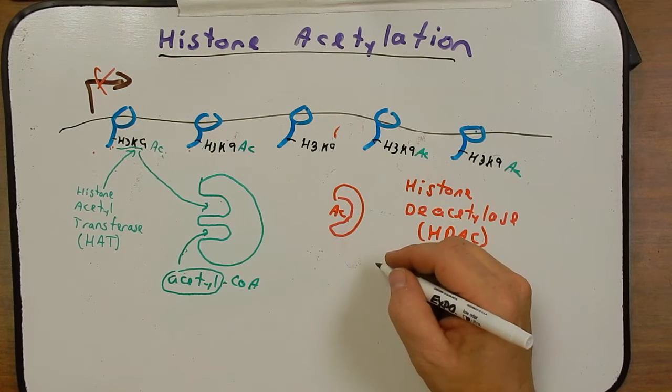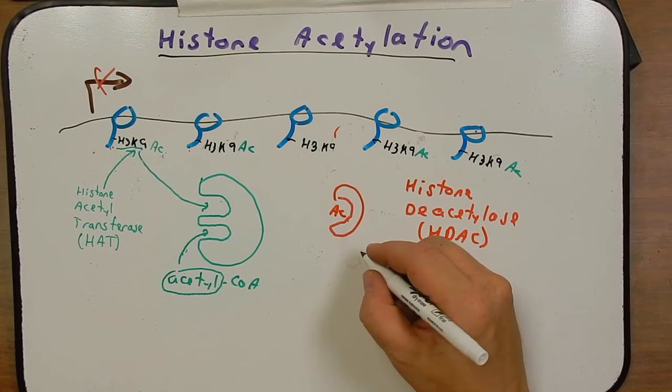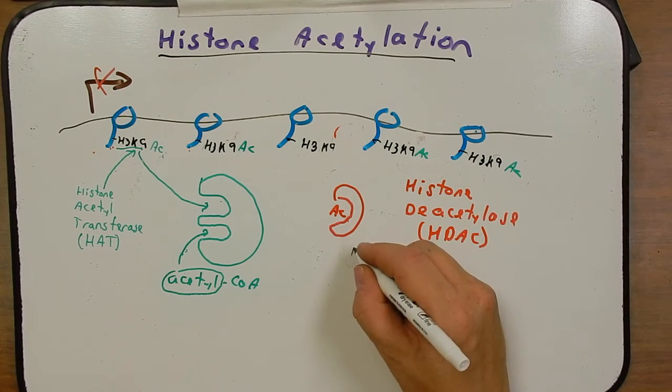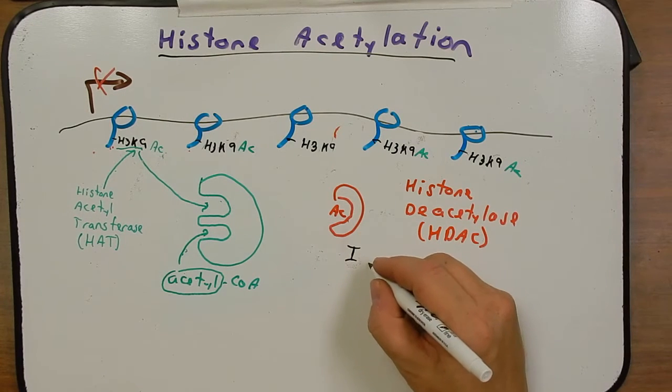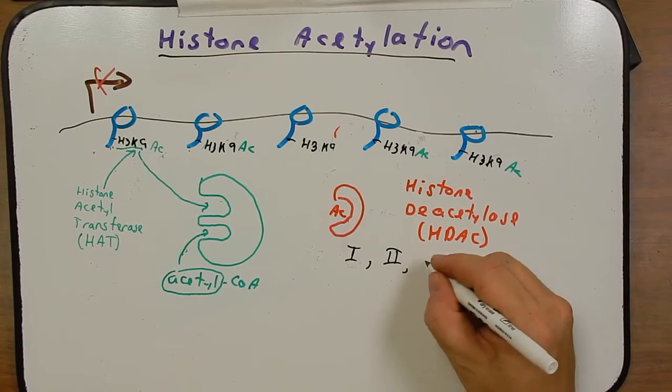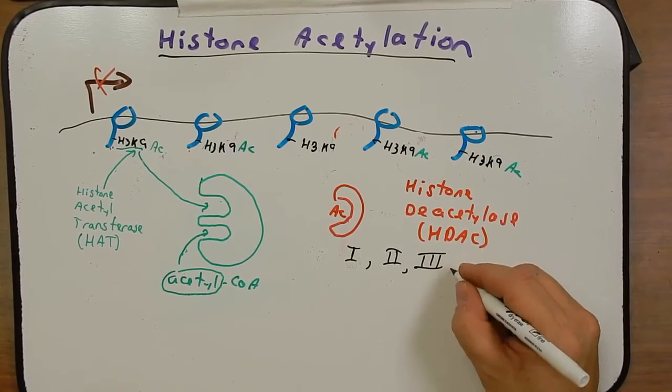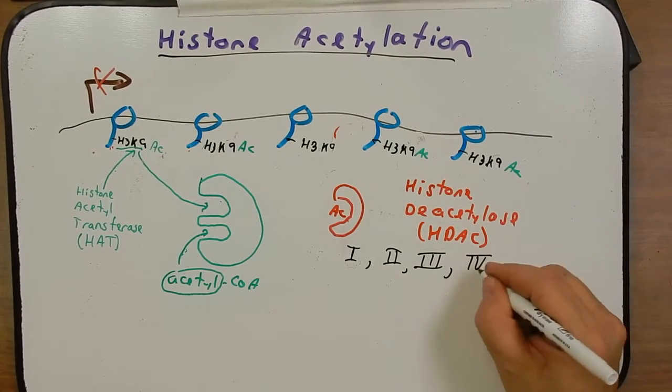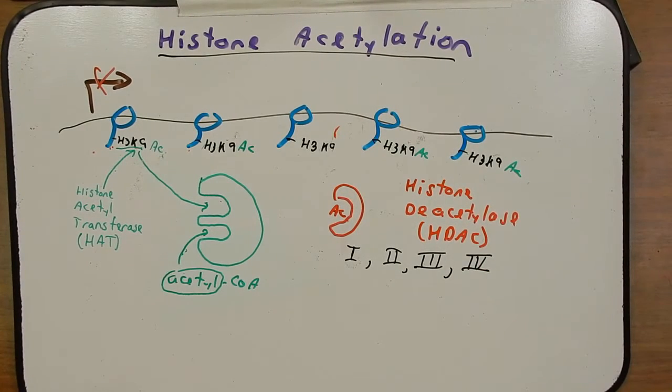There are 4 classes of HDACs, and the names aren't incredibly clever, but I'll go ahead and list them. It's 1, 2, 3, I hope you're sitting down because the last one is surprisingly 4. Each one of these classes, just like the different families of the HATs, includes many different members with different kinds of roles and specificities. Okay, that's all I'm going to talk about right now regarding histone acetylation.